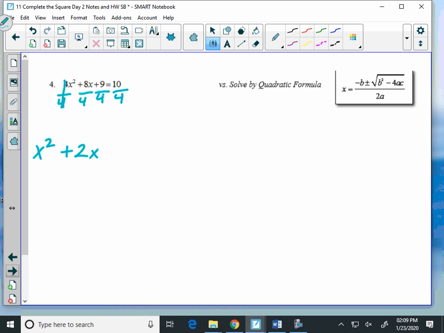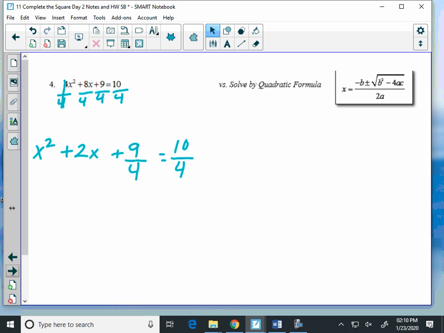Can we divide 4 into 9 evenly? No. So just leave it. Leave it as 9 fourths. Is equal to. Can 4 go into 10 evenly? No. So just leave it. Leave it as 10 fourths. And that's okay that we have fractions. Fractions are our friends. We have to include them in our math. And it's okay. That's why we have calculators. Calculators help us deal with fractions. But it's okay. It's not that scary.